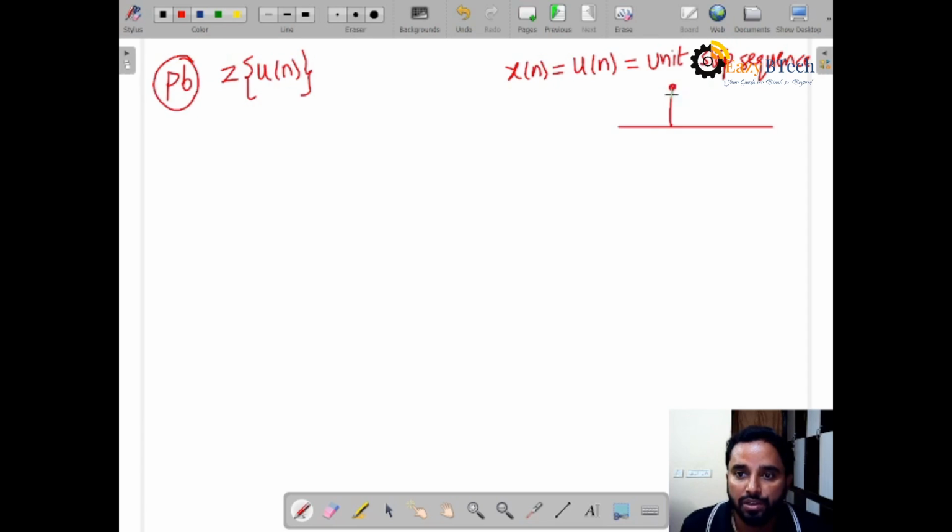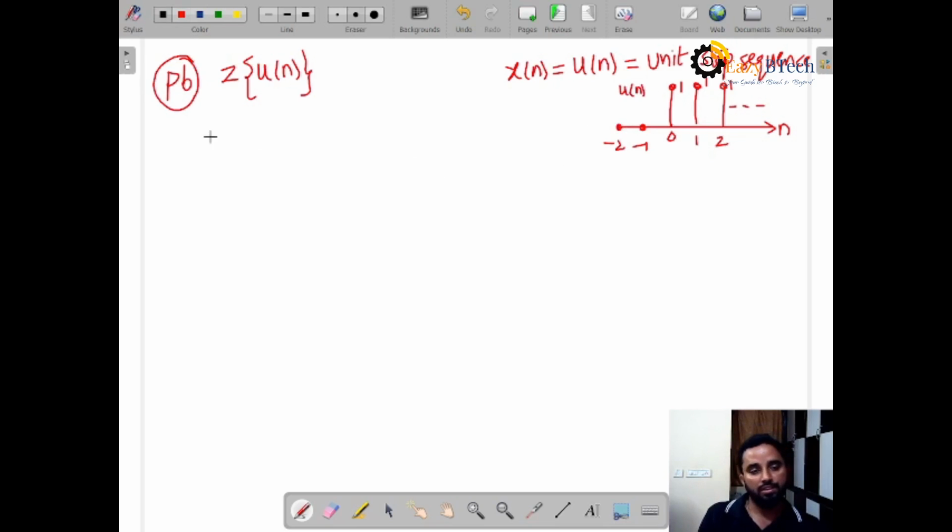So at 0 it is 1. At n equal to 1 it is 1. At n equal to 2 it is 1. And so on. So this is the u of n. At minus 1 it is 0. At minus 2 it is 0. Right? This is the unit step sequence. For this signal we are going to do Z transform.